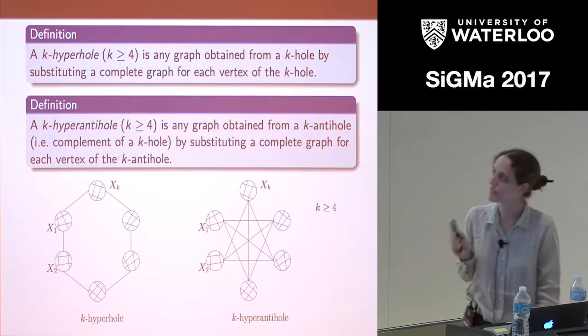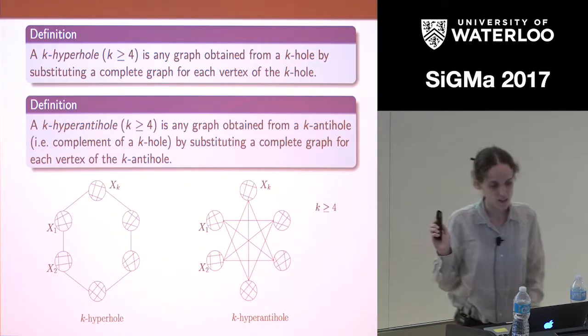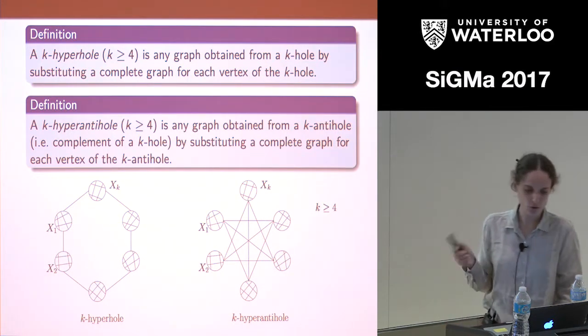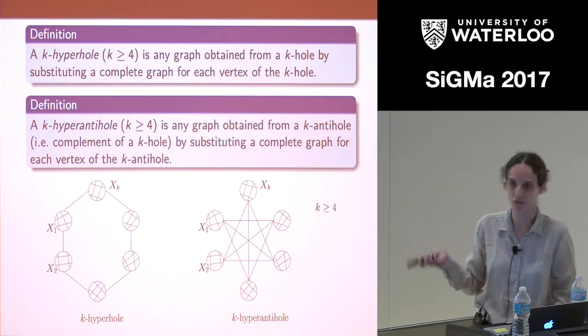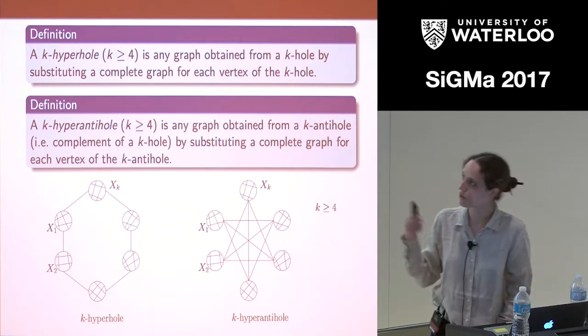So the next thing I need is 3 types of graphs, the first 2 of which are shown on this slide. So what's on this slide is quite simple. We have hyperholes and hyper-antiholes. A hyperhole is what you get by starting with a hole, and then you blow up each vertex to a clique. The cliques can be of whichever size you like.